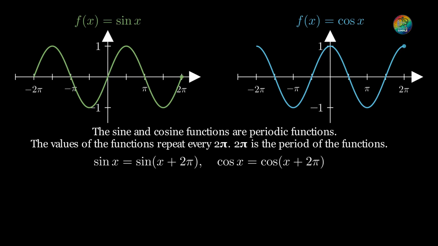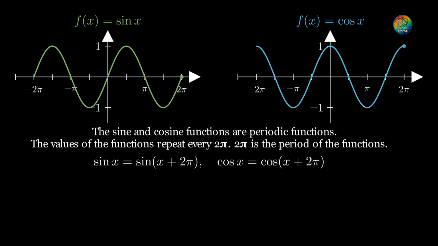First, both sine and cosine are periodic functions. This means their values repeat in a perfect loop every 2 pi radians, which is a full trip around our circle. Because of this, we can say that sine x is equal to sine of x plus 2 pi, and cosine x is equal to cosine of x plus 2 pi. That 2 pi is what we call the period.